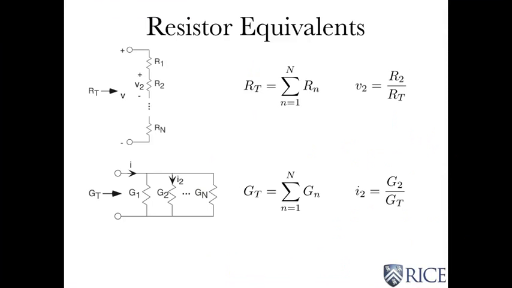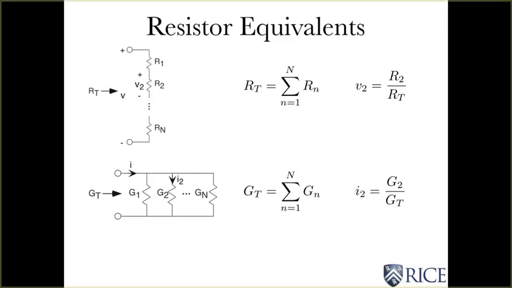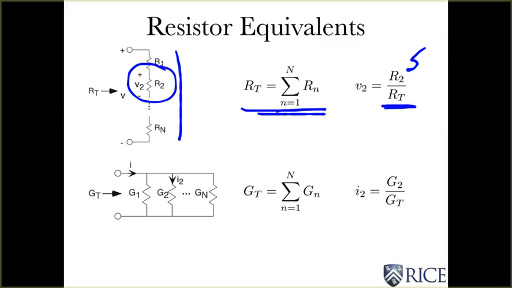All right. So, to summarize the resistor equivalence. If you have resistors in series, the equivalent resistance looks like the sum. And for the voltage divider, the voltage across any one of them is that resistance divided by the sum of all the resistances. If you have a lot of resistors in parallel, the equivalent conductance is the sum of the conductances, and the current through any one of them is that conductance divided by the sum of the conductances.